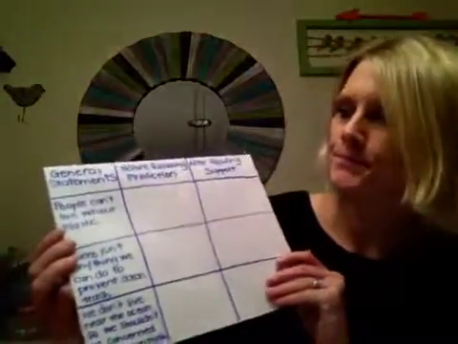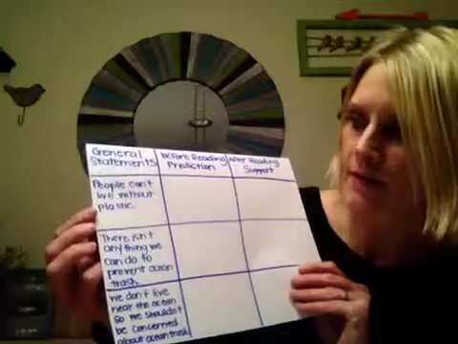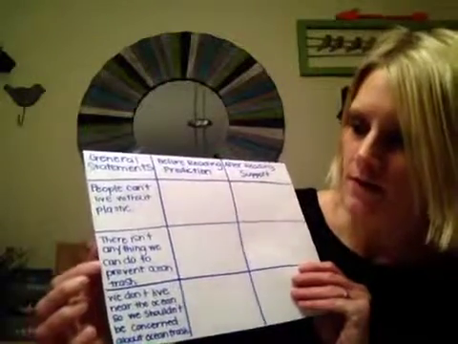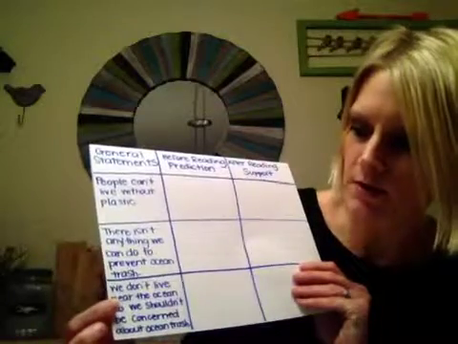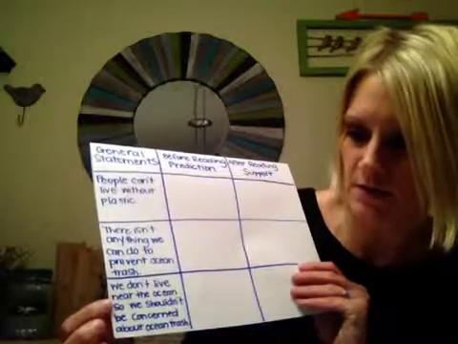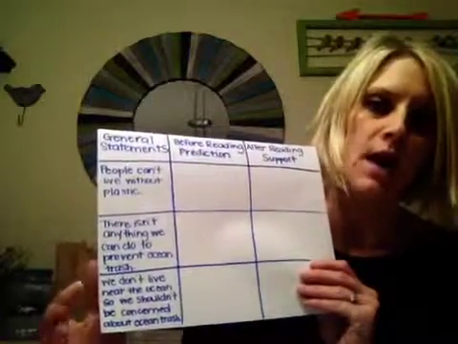For example, I chose a text on pollution in the ocean, and the three general statements that I came up with are: people can't live without plastic, there isn't anything we can do to prevent ocean trash, and we don't live near the ocean, so we shouldn't be concerned about ocean trash. Those are just the examples I chose.